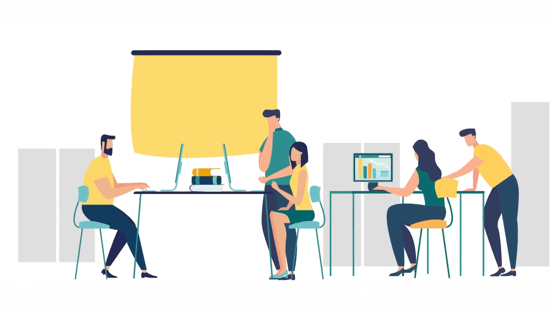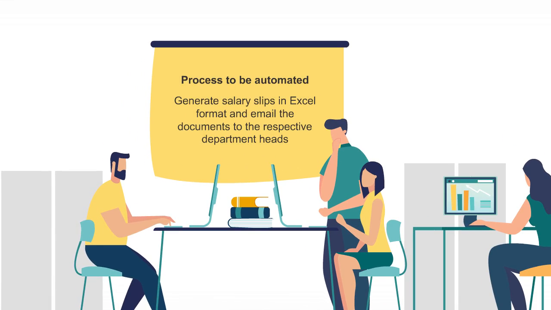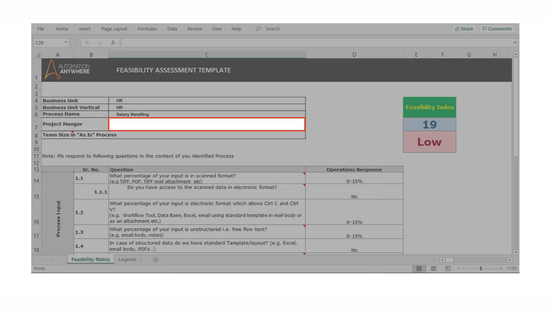Let us take the example of the technology firm Logix. The finance department has to automate the process of salary slip generation and emailing those to the respective department heads. Here, enter the value HR for business unit and business unit vertical. The project name here is Salary Handling, and enter the name of the project manager.